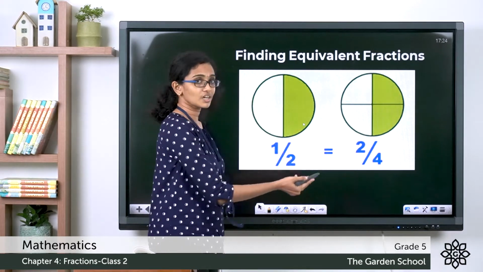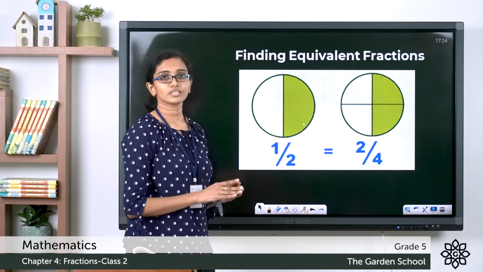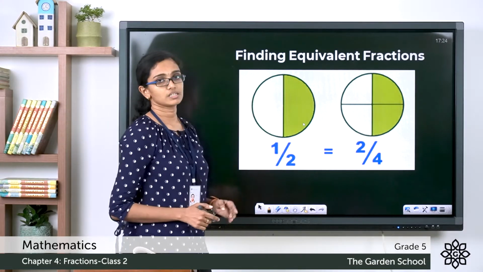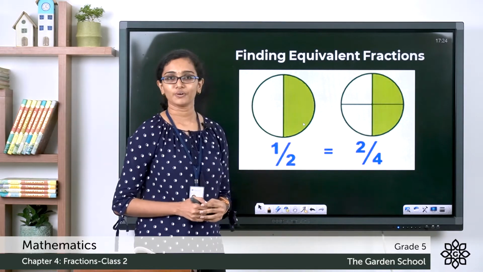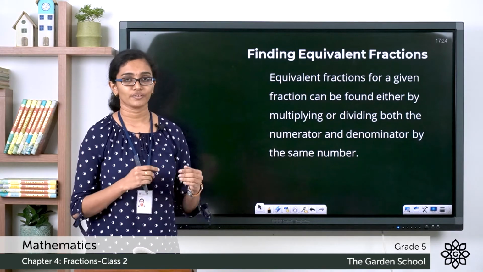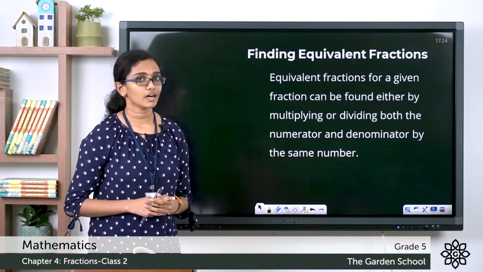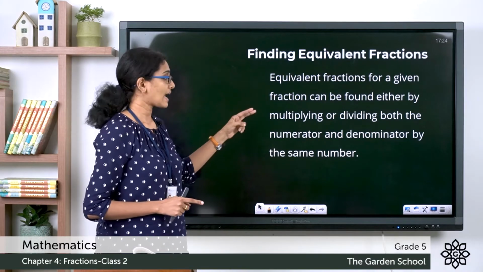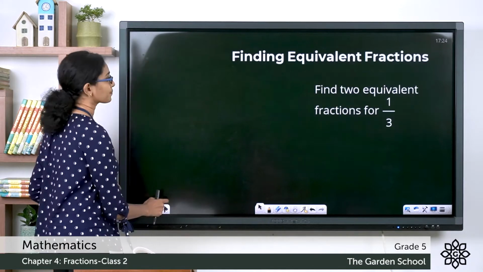But if you observe, you can see the total quantity or the value is just the same, right? So, we can say the fraction 1/2 is equivalent to the fraction 2/4. Is that clear with you? Let's see how we can find the equivalent fractions of a given fraction. We can find them either by multiplying or dividing both the numerator and the denominator by the same number. Let's see how we can do that.